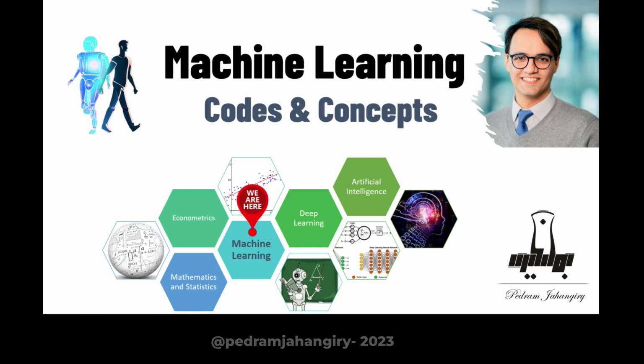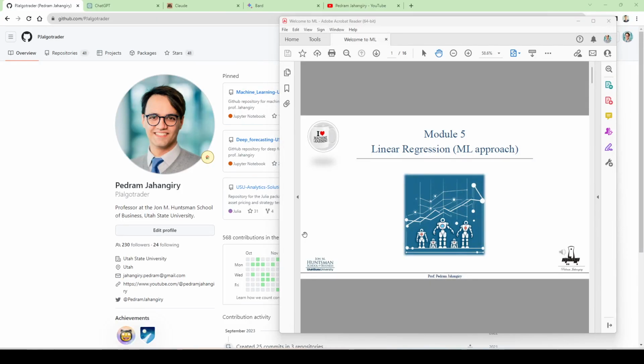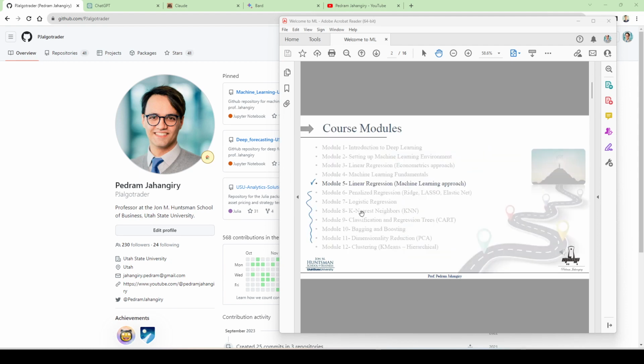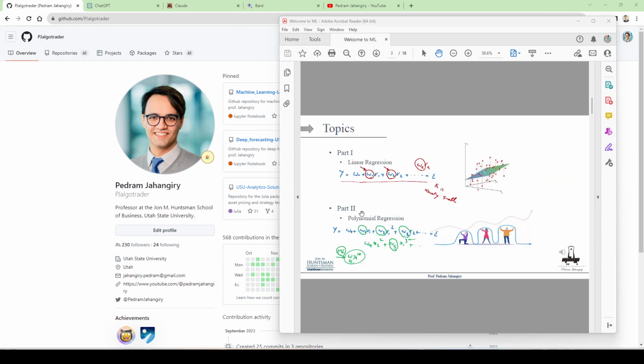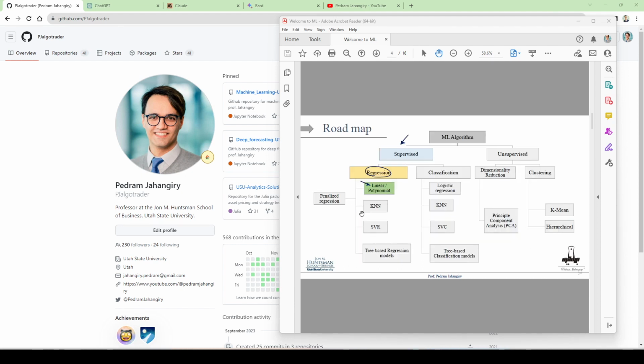Let's get started. Alright, let's talk about the Python part of our module number 5, linear regression models, the machine learning approach. In the theory lecture, if you watched the previous video, we talked about the linear regression model and compared it with the econometric approach. Now we're doing the Python part for the machine learning approach.